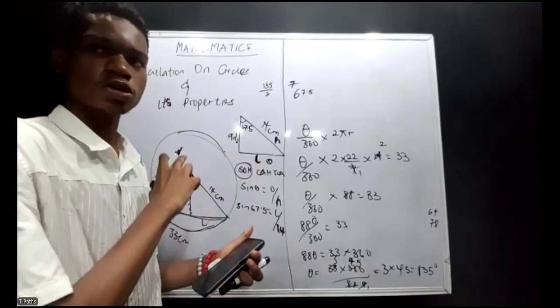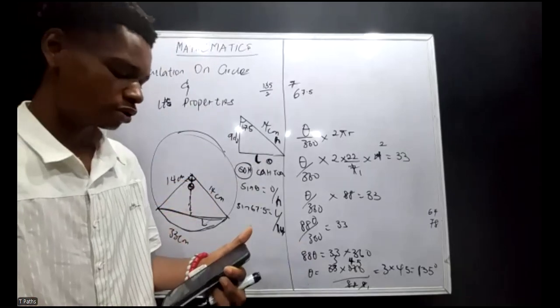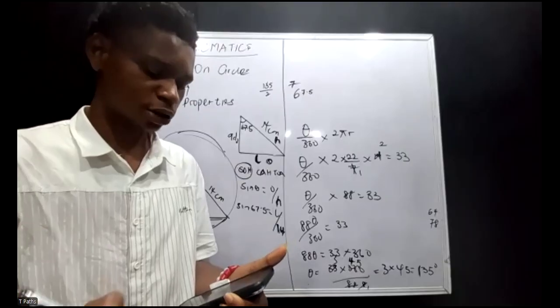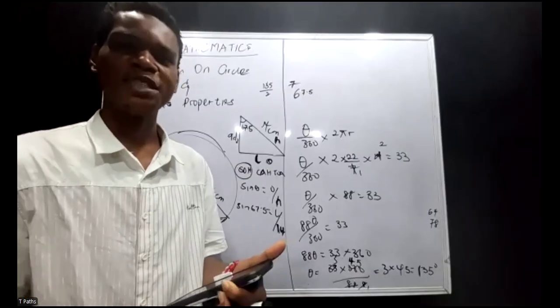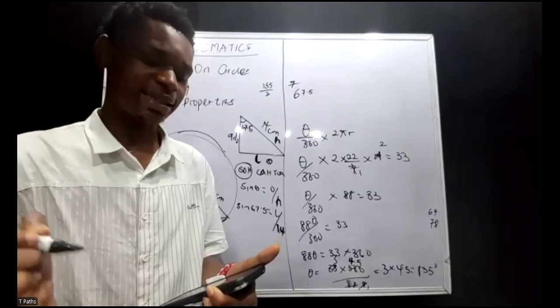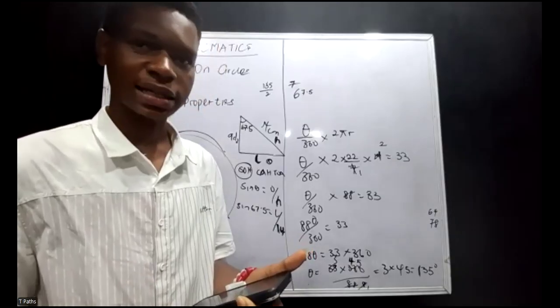So if you've written the first question, we're still working on the same question. We're just finding the chord. So let me just repeat the question. The length of the arc of a sector of a circle is 33 centimeter. Find the angle it subtends at the center.